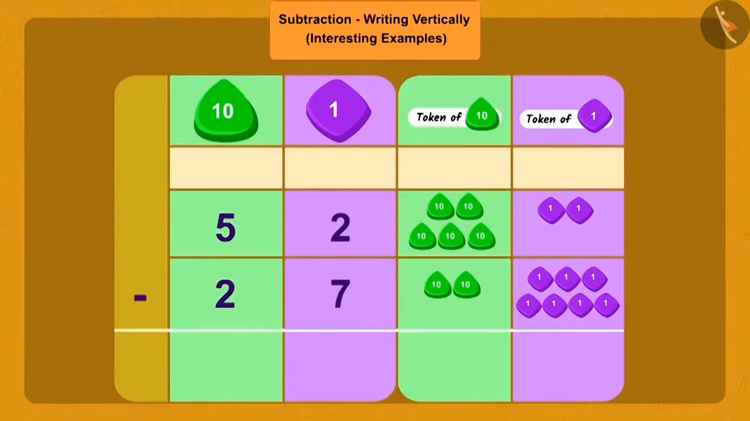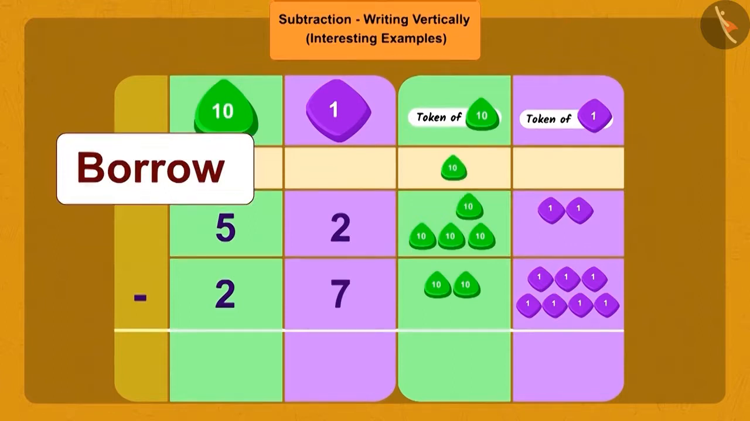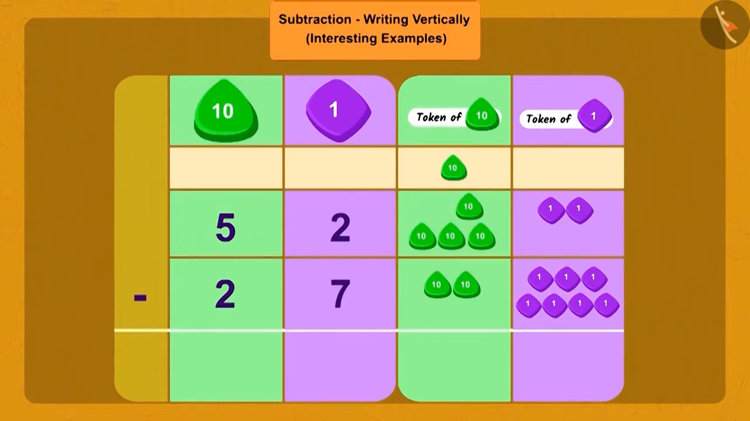Now, how will we find out how many more pages Sher Khan read? Subtract 27 out of 52. Now can we subtract 7 ones from 2 ones? Now how will we do this? We will borrow 1 tens from 5 tens. Now how do we write this?